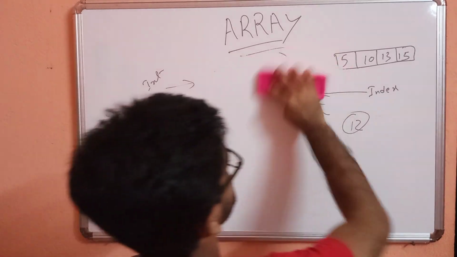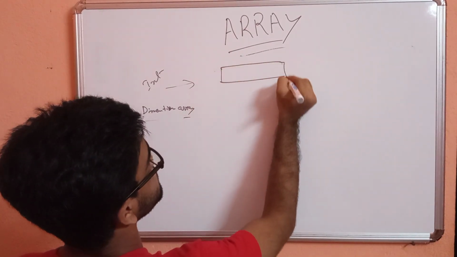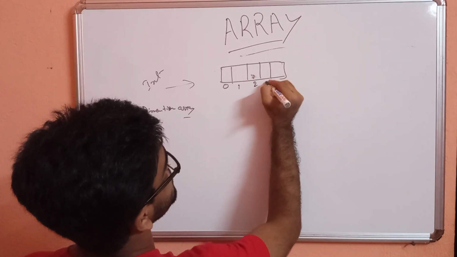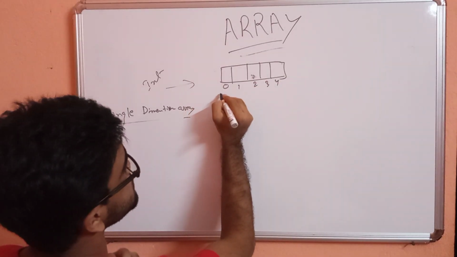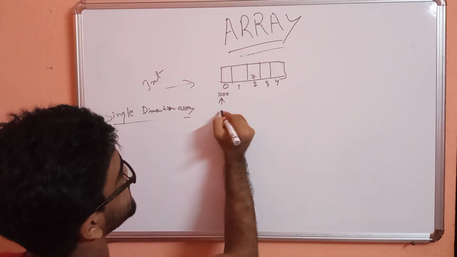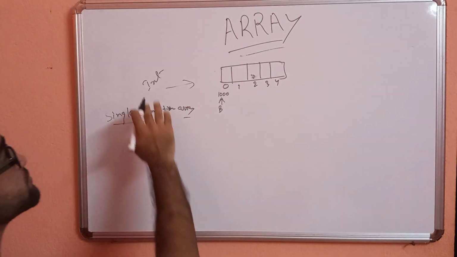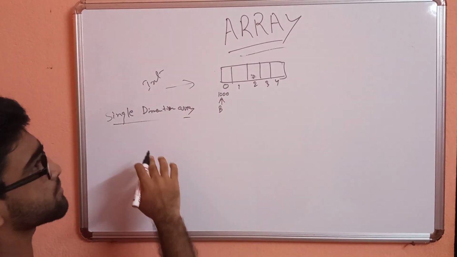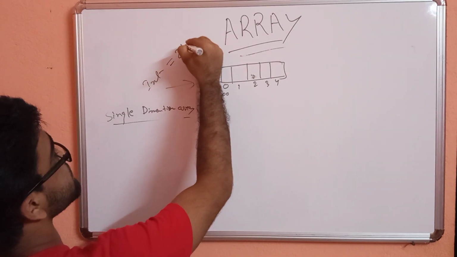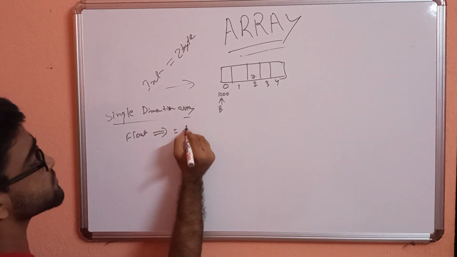Let us consider this single dimensional array with indices 0, 1, 2, 3, 4. Suppose the address of the 0th index is 1000, and this is the base address. The address of the first, 0th index element is called the base address. If we store an integer type variable, then the weight of that element is 2 bytes. If we consider a float type element, then it will be 4 bytes.